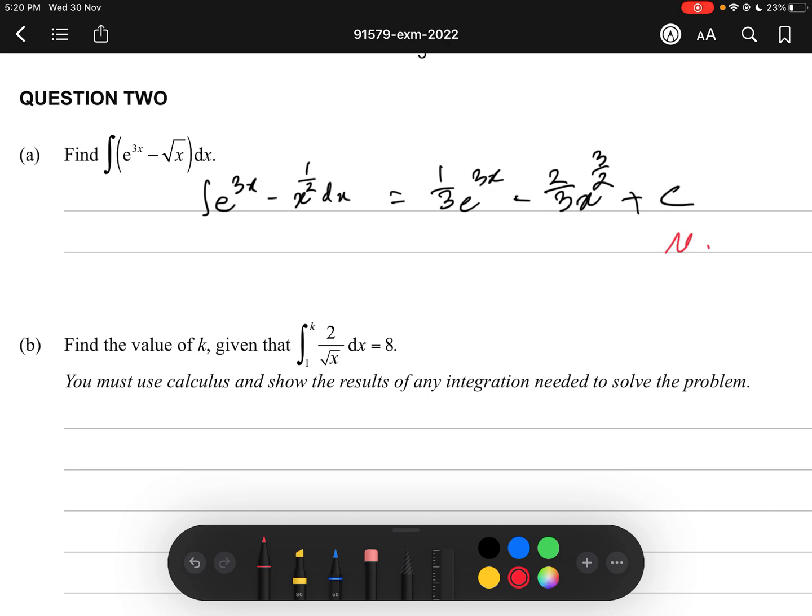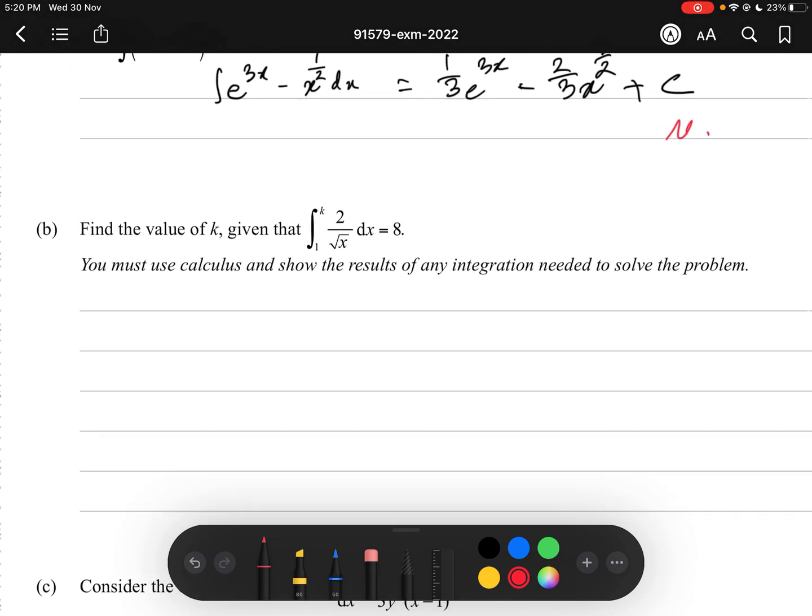Alright, let's have a look at B. Find the value of k given that the integral from k to 1 of 2 over square root of x dx is 8. So in this case, we're just going to integrate and then evaluate the definite integral, make it equal to 8, and find the value of k. So we're going to rewrite this as the integral from k to 1 of 2 times x to the power of negative 1/2 dx. And again, we're just going to use the power rule, so plus 1 to the power divided by the new power. So we're going to get 4 square root of x, k to 1, and that equals 8.